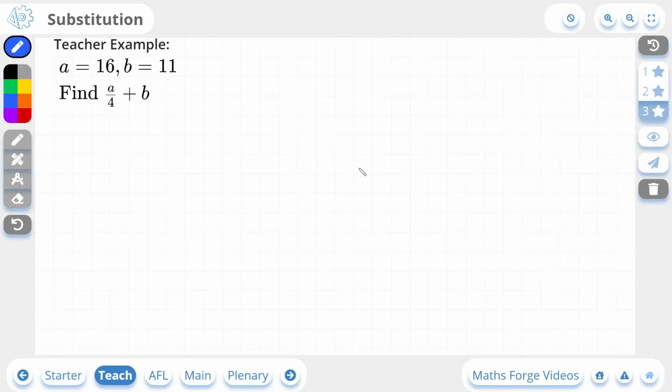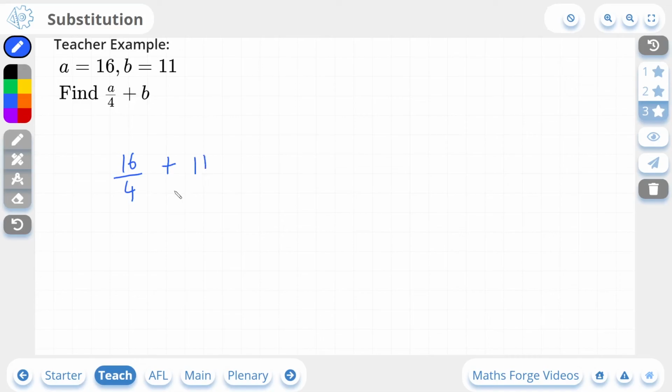Now let's do a 3-star example. For this example, a is equal to 16 and b is equal to 11. So now we have to find a over 4 plus b. Well, a over 4 can be written as 16 over 4, since a is equal to 16, plus b, which is 11.